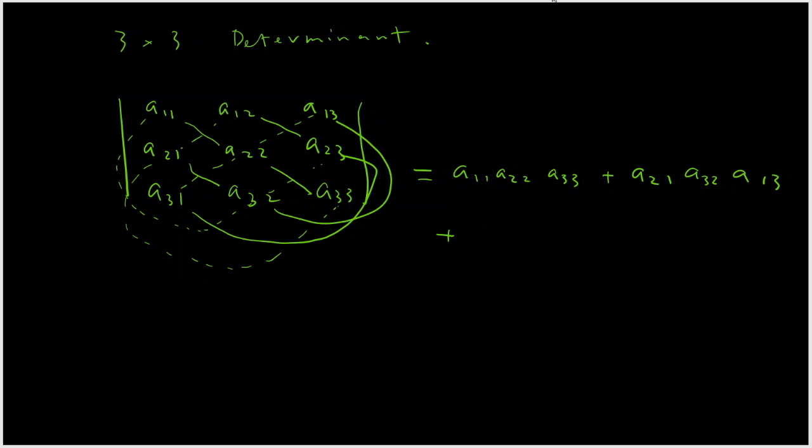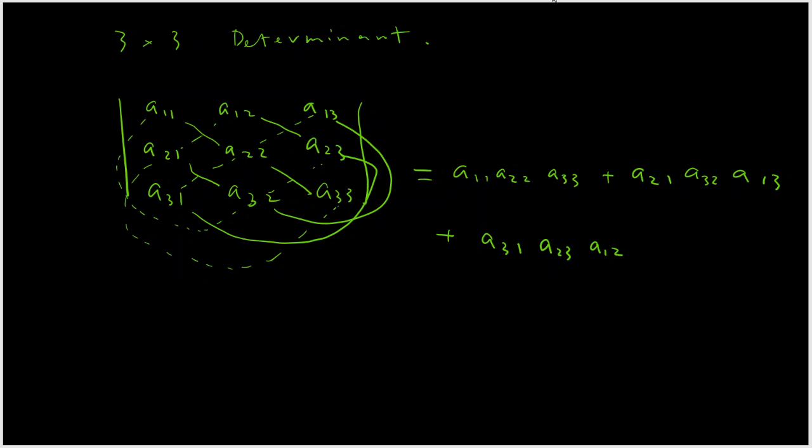You have A31, A23, A12. Again, you check the rows and the columns: 3, 2, 1, 1, 3, 2. No numbers are in the same row or the same column. So these are the three terms associated with positive signs.